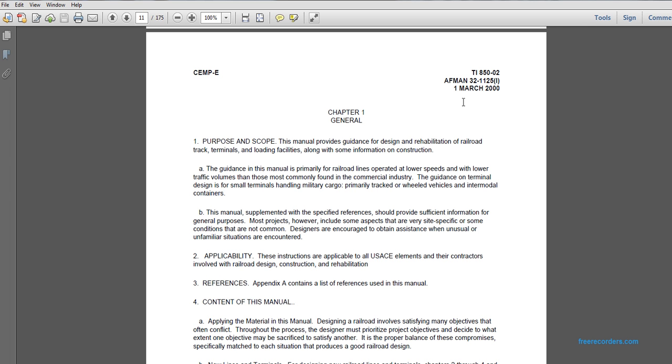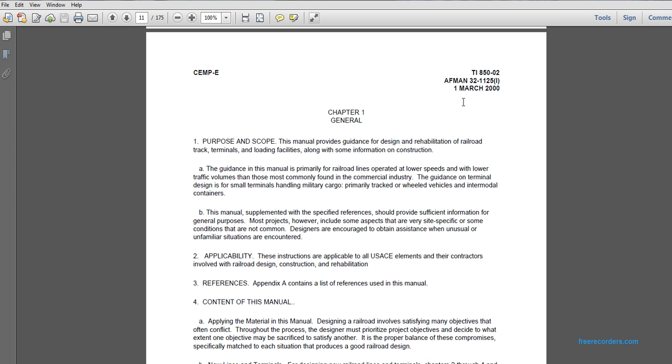The guidance on terminal design is for a small terminal handling military cargo, primarily tracked or wheeled vehicles in modular containers. B. This manual is supplemented with special references and should provide sufficient information for general purposes. Most projects, however, include some aspects that vary with specific site conditions, some of which are not common. Designers are encouraged to obtain assistance when unusual or unfamiliar situations are encountered.